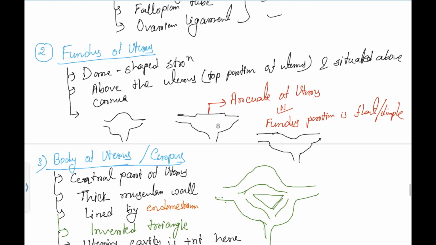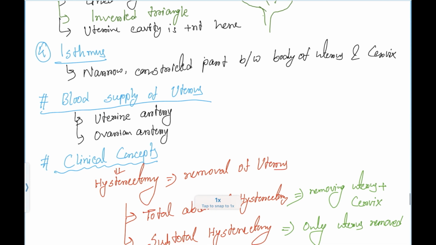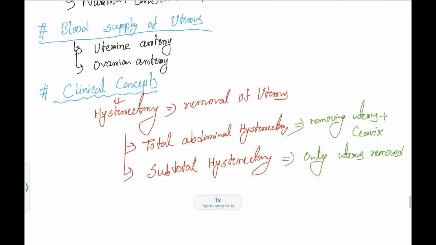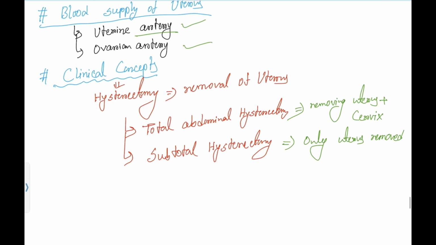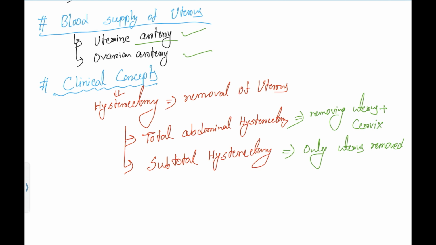Now the different parts, cornua, fundus, body of the uterus, and isthmus, we have discussed. The major blood supply is the uterine artery, and the ovarian artery also supplies blood to the uterus. Then the clinical concept: hysterectomy, total abdominal hysterectomy and subtotal hysterectomy. All of this we have discussed in today's session. In the next part we will discuss the remaining two internal genital organs. So thank you.